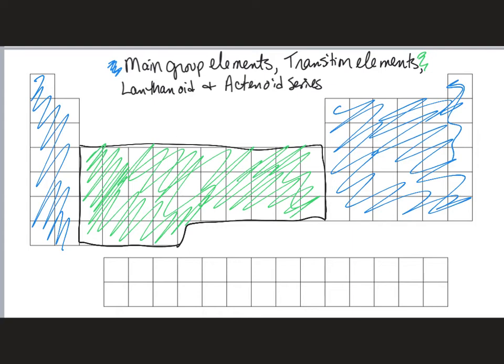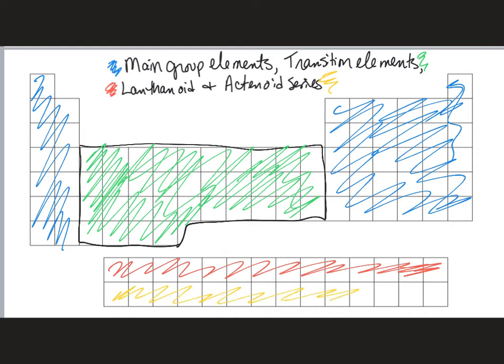Then we have what are known as lanthanide and actinide series. So I'll do this one in red. The lanthanides are on top. And let's see, we've got yellow left, so I'll do the actinoids in yellow. But let me show you an easier way to look at that. Let me go back a couple.